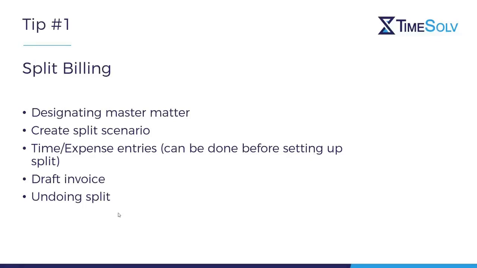So we're first going to designate in TimeSolv, you need to designate one of the matters you're going to be splitting as the master matter. That's the matter that you're going to be actually making time entries for when you go about actually doing the work. And then I'll walk you through how you actually split the invoice itself when it comes to creating the draft invoice. Then it will show you how the time and expense entries get split as well.